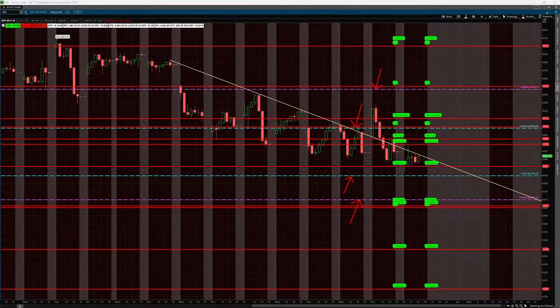All right, let me point out some SpotGamma levels on this chart. So first of all, here's the 4,400 put wall. That's the strike with the largest net negative gamma that can be expected to act as support. And again, all these are proprietary SpotGamma levels. These are large gamma levels where market makers can be expected to react. So there's the 4,400 level.